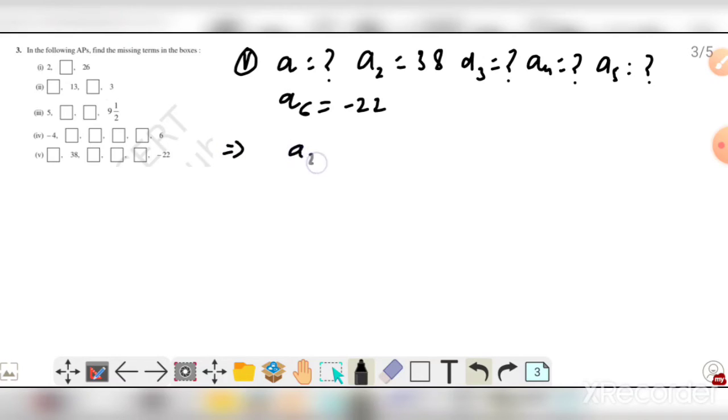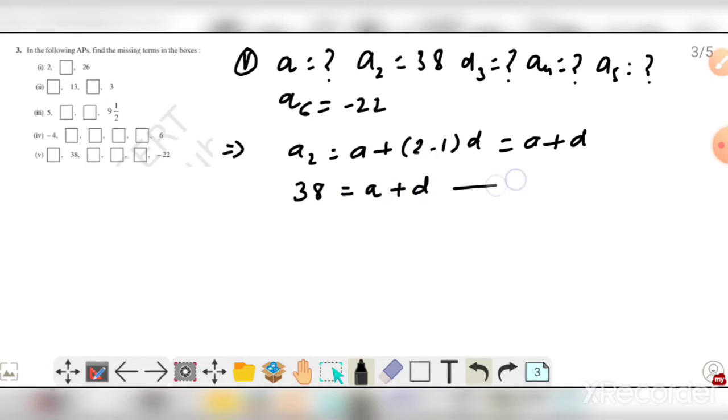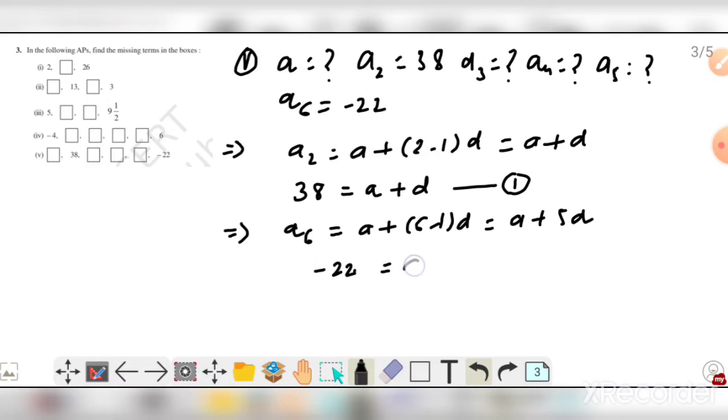The A2 equal to A plus 2 minus 1 into D, this will be A plus D. Okay, so A2 is given 38 equal to A plus D. This is the equation 1. And A6 is given, A6 equal to A plus 6 minus 1 into D. This will be A plus 5D. Okay, A plus 5D. Value of A6 is given, so minus 22 equal to A plus 5D. This will be equation 2.